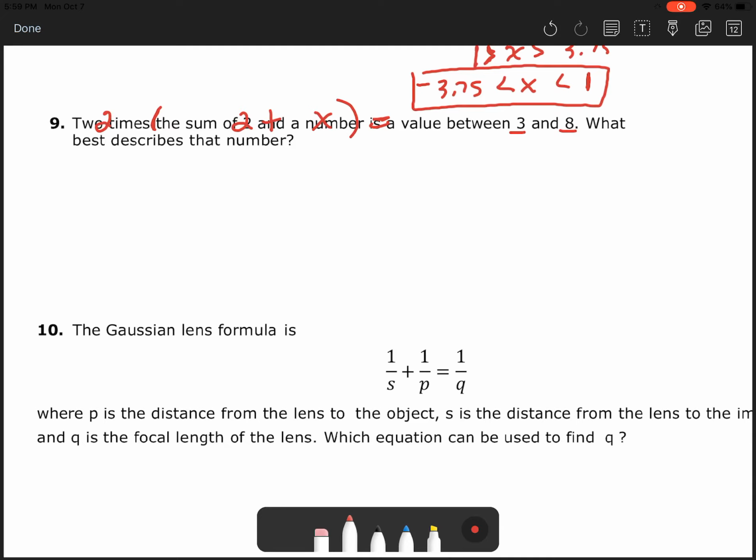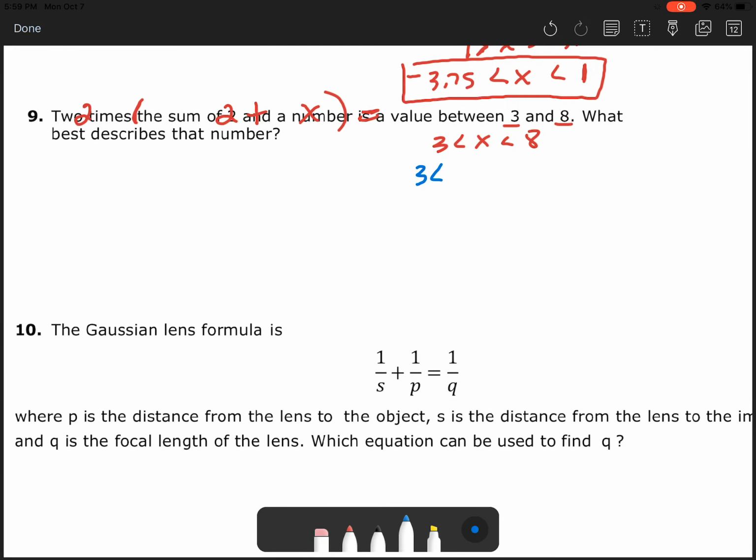So between 3 and 8, we're talking about the value of x being less than 8. But we have our value here that we've written, so I'm going to rewrite this. Let me do a different color. So this is going to be 3 less than 2 times (2 plus the value of x) less than 8. Now, I'm going to distribute. So this becomes 3 less than 4 plus 2x less than 8.